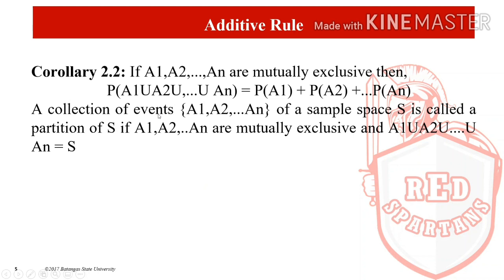For corollary 2.2, if A sub 1, A sub 2, up to A sub n are mutually exclusive, then ito ang ating formula. Idadagdag lang natin ang probability: probability of A sub 1 union A sub 2 union up to A sub n is equal to probability of A sub 1 plus probability of A sub 2, up to probability of A sub n. Tandaan lang natin na ang buong sample space ay laging equal sa 1. Hindi pwedeng lampas o greater than 1 ang probability. Dapat range lang siya from 0 to 1 or 0% to 100%.